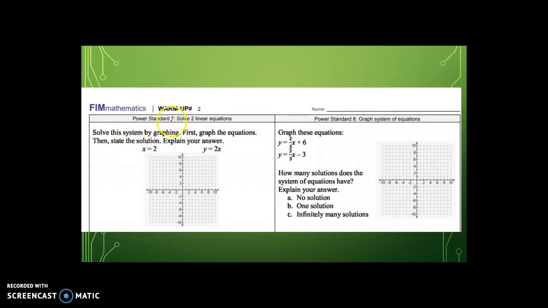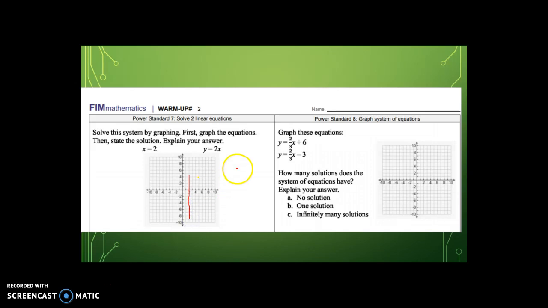With this first one, Power Standard 7, solving a linear equation, this was the graph that we struggled with the most. X equals 2. And the common misconception here is that x equals 2 is a horizontal line because the x-axis is a horizontal line. But what you need to realize is that the x-axis is counting vertical lines, and what x equals 2 means is that the x value for any ordered pair is 2, which actually puts us right here.